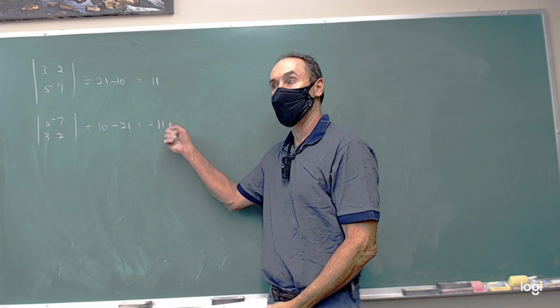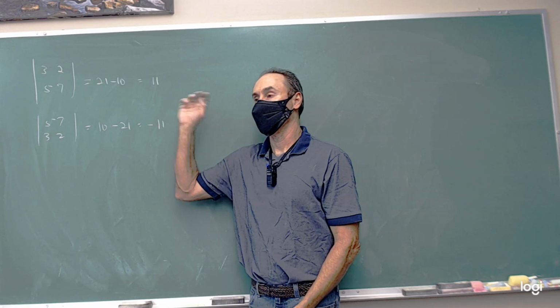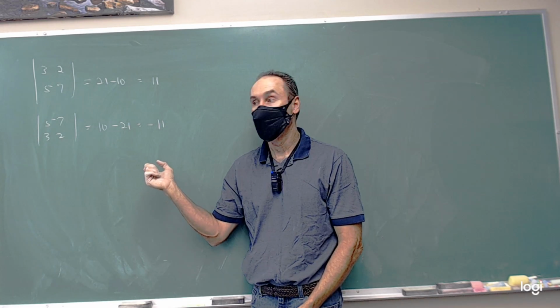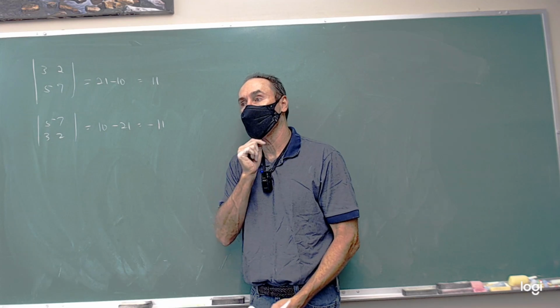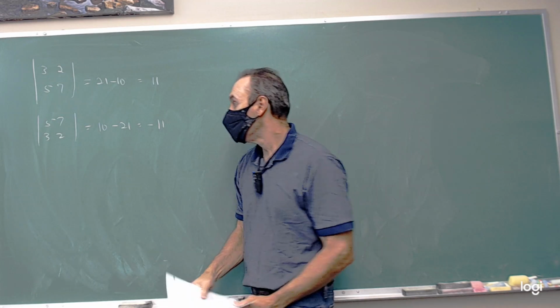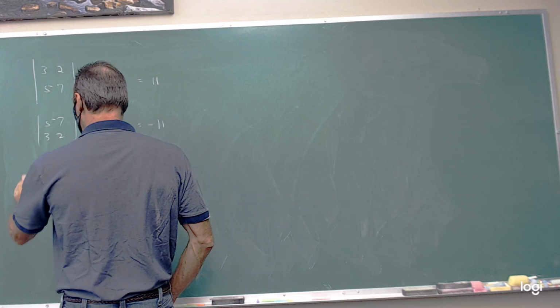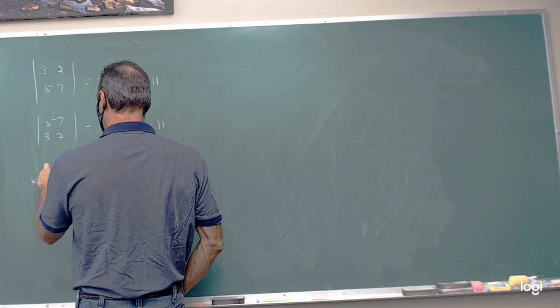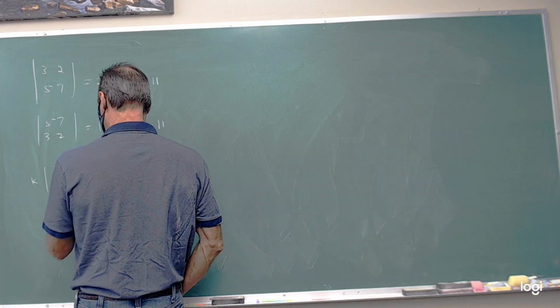You change the sign, right? That's always true. Switch a row or a column and it changes a sign. Okay, interesting fact about determinants. What if we multiply by some number k? So I'll go back to 3, 2, 5, 7.